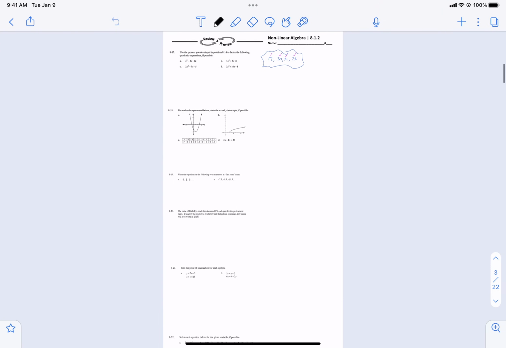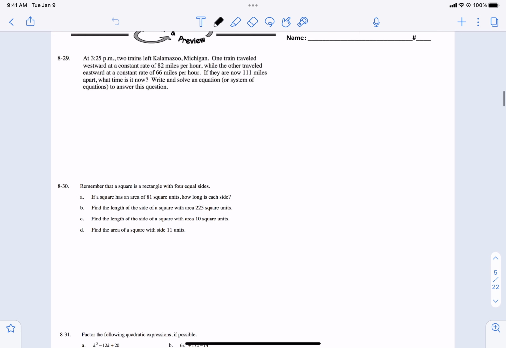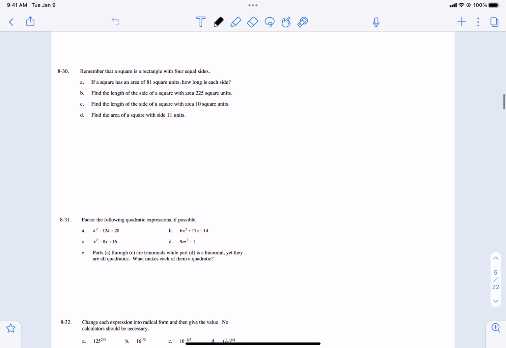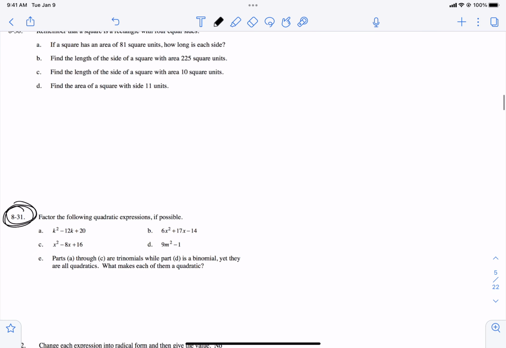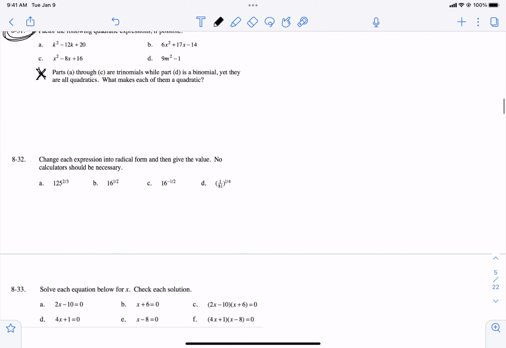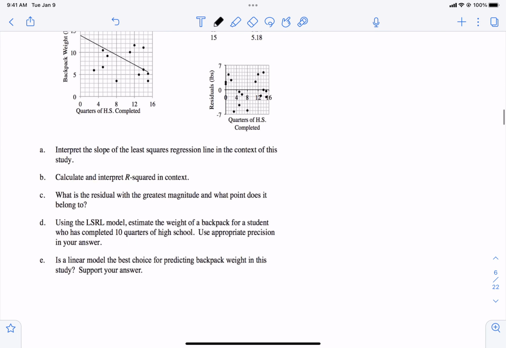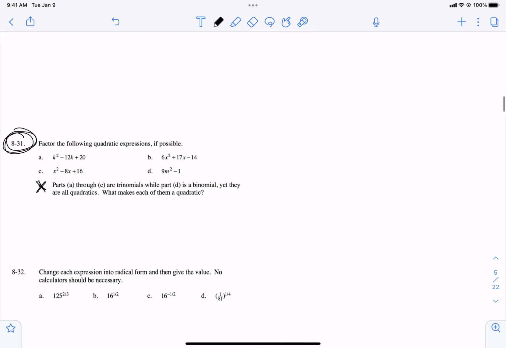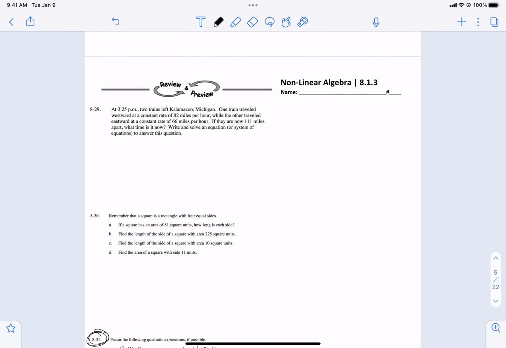So if you go into your Unit 8 homework, we're going to be doing 8.1.3 today. The problems I want you to tackle, I want you to do 8-31, right? That's going to be the factoring part. You can skip part E, and it just says factor the following expressions if possible. Let's keep it really easy for you today. That's the only problem you need to do. So on 8.3.1, you just need to do 8-31.